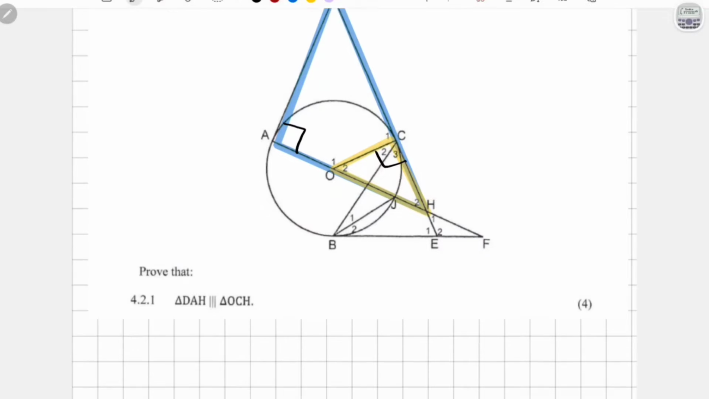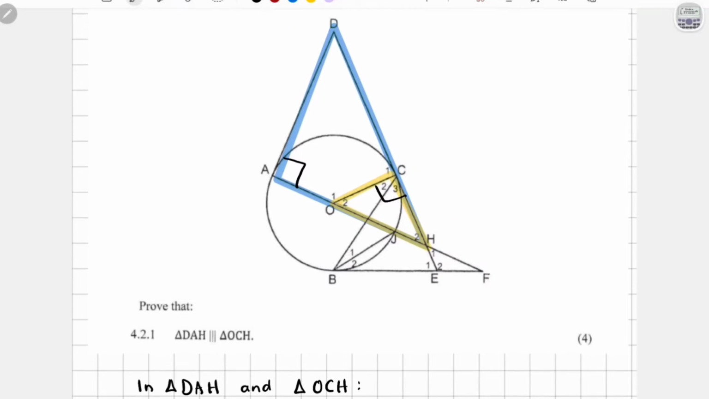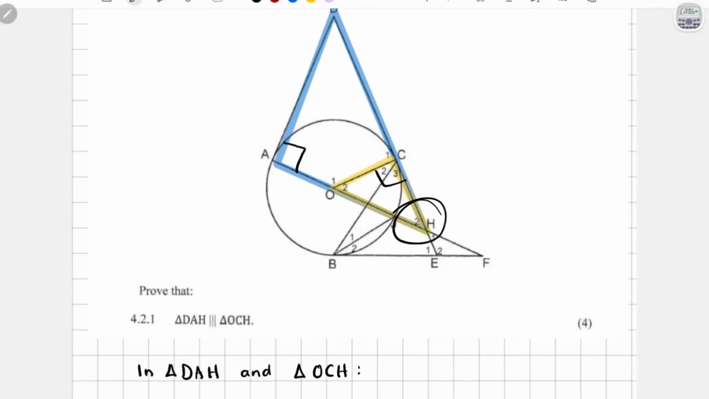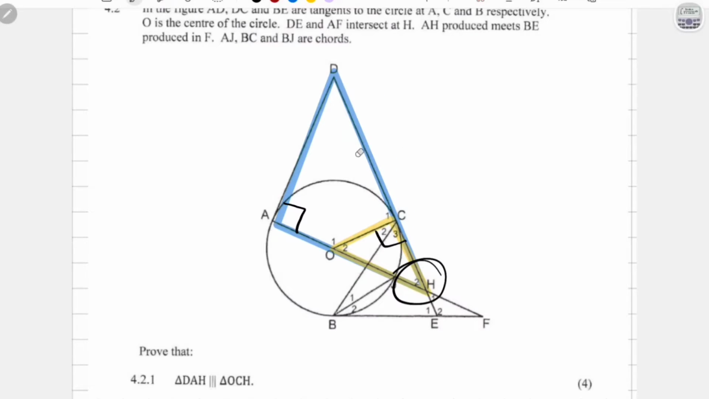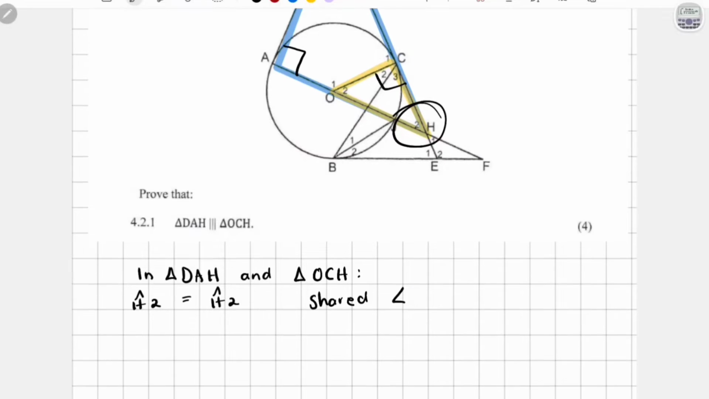So now we can go ahead and start writing. So we say in triangle, and we're going to name them both, DAH and triangle OCH. The first one that we have is the common angle. H2 is in both triangles, because that includes angle H2, and that also includes angle H2. It's a shared angle. So I'm saying angle H2 is equal to angle H2, and I'll say it's a shared angle. You can also say common angle. And I'll use the symbol for angle.